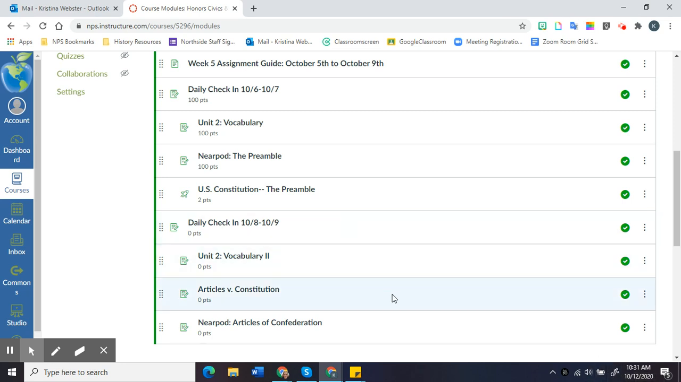So we're going to go over the Nearpod Articles of Confederation, which was done in class on 10/8 to 10/9. Remember, if you miss class, you're responsible for doing the independently paced Nearpod activities. So start by clicking.